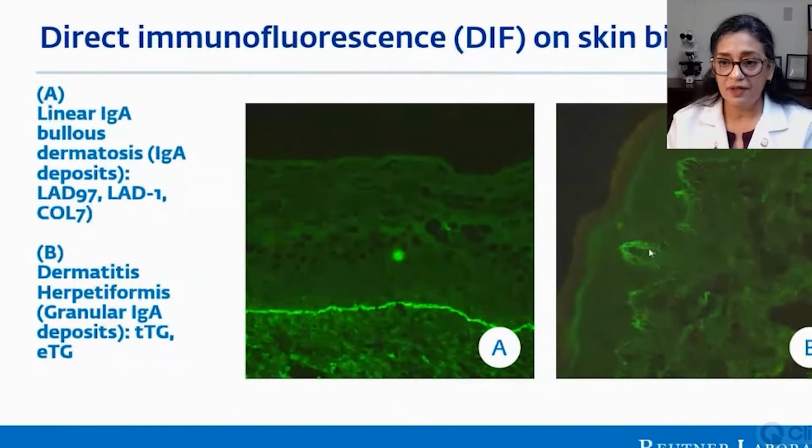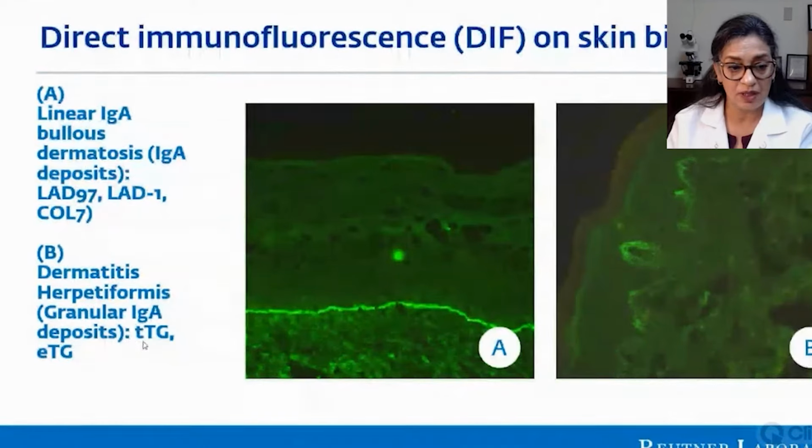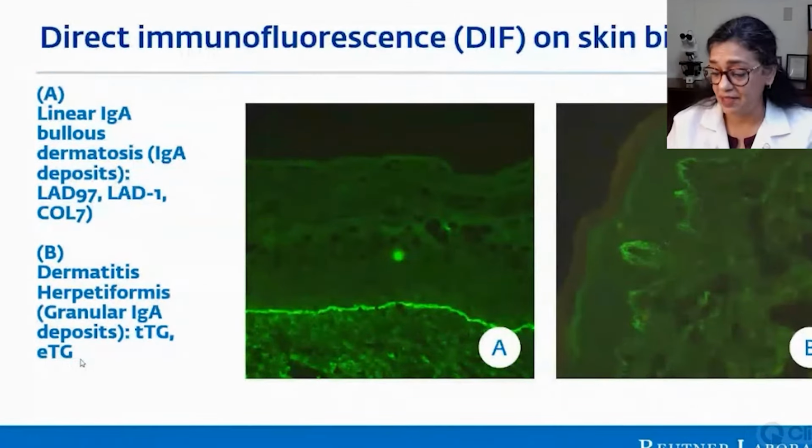So this figure here shows granular deposits of IgA in the dermo-epidermal junction and also in the tips of dermal papillae. So this is consistent with a disease known as dermatitis herpetiformis, which is associated with gluten-sensitive enteropathy. And patients with DH produce IgA antibodies to tissue transglutaminase, and epidermal transglutaminase is supposed to be DH specific.